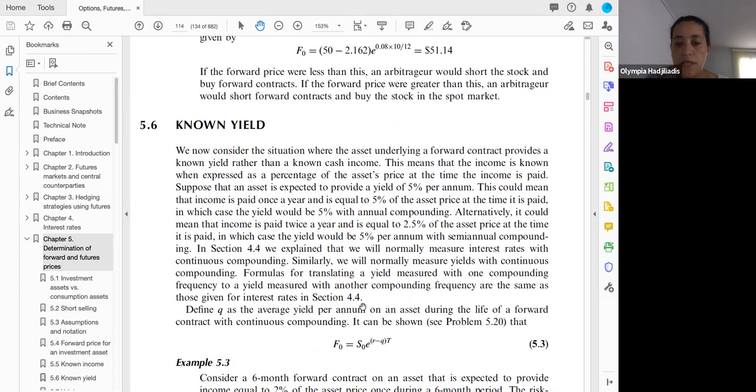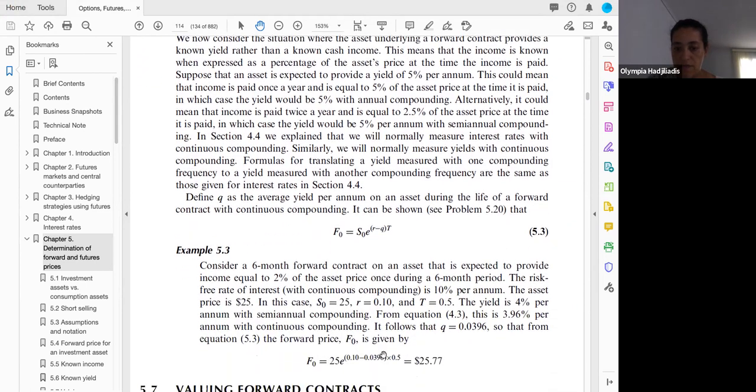With a known yield, this is the formula that is being applied in that exercise. F0 is equal to S0 e to the (R minus Q) times T. That's the formula that's applied in that exercise in your book. Q is the dividend yield that's being paid, R is the interest rate.